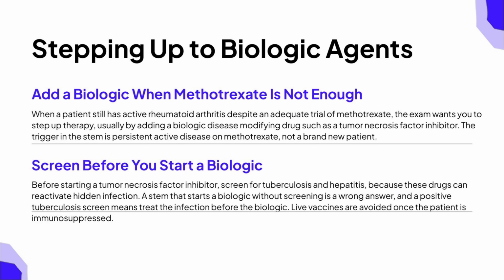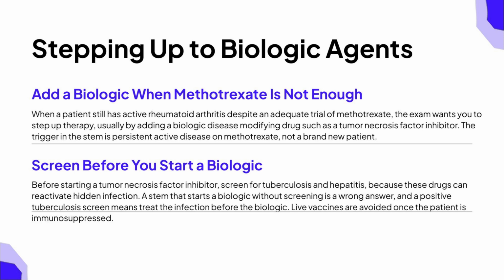Now let us step up to biologic agents. First, add a biologic when methotrexate is not enough. When a patient still has active rheumatoid arthritis despite an adequate trial of methotrexate, the exam wants you to escalate, usually by adding a biologic disease-modifying drug, such as a tumor necrosis factor inhibitor. The trigger in the stem is persistent active disease on methotrexate, not a brand new patient walking in the door.